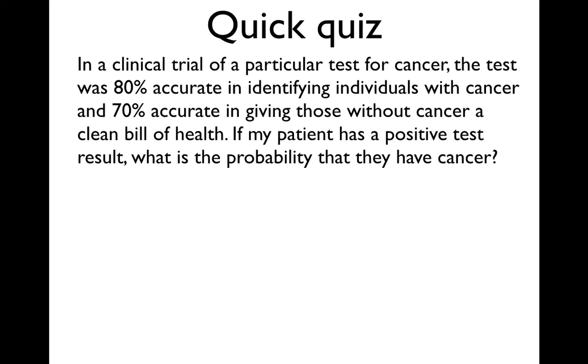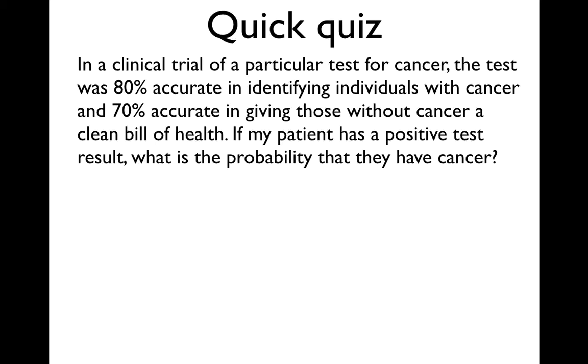a false negative. Well, the way it's worded, it's 80% accurate. So typically when you do a clinical trial of cancer, there's some gold standard test. It says 80% accurate in identifying individuals with cancer. So of the people with cancer, it's able to tag them as having cancer 80% of the time. You can think of that as 20% of the time it misses cancer.